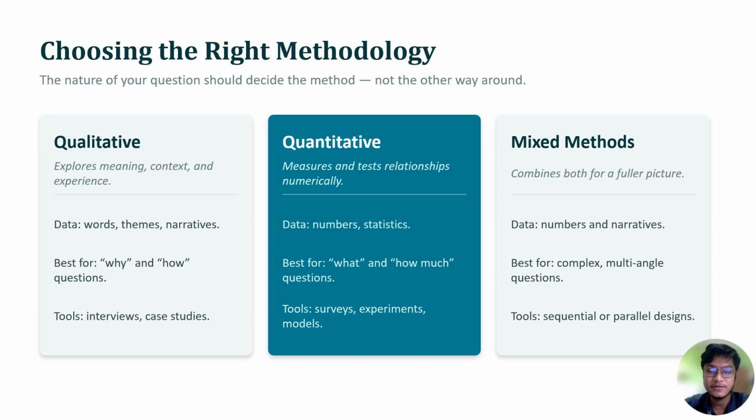Quantitative research focuses on numbers and statistics. It is useful for measuring relationships and answering questions like what and how much. Surveys and experiments are common examples. Finally, mixed method. Mixed method combines both qualitative and quantitative approaches. It is useful when we need a more complete understanding of a complex problem. The important point is the research question should decide the methodology, not the other way around.